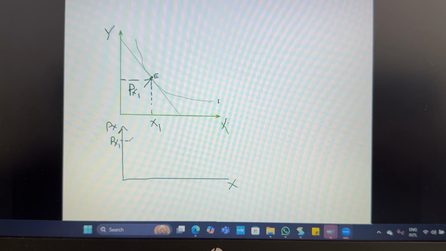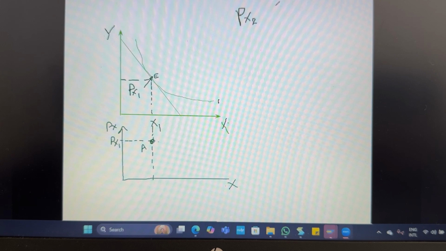I should be here like this. Then quantity is coming from the top panel, both intersecting at this point. We name this point as A. Now suppose that price reduced to Px2. Price of X reduced to Px2, to reflect this lower price, other things not changing.